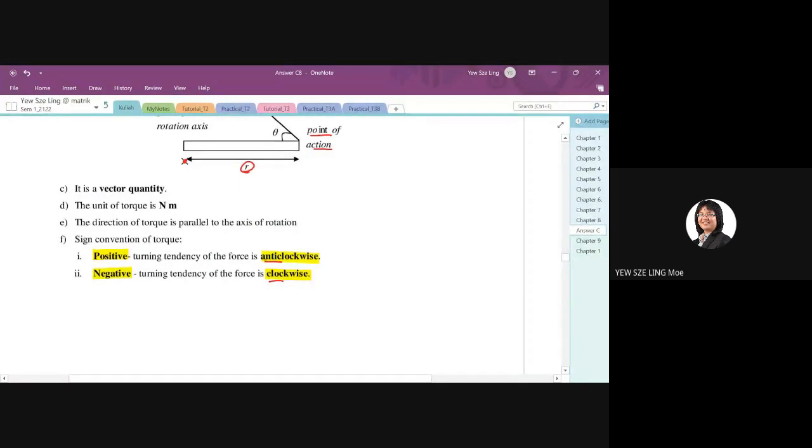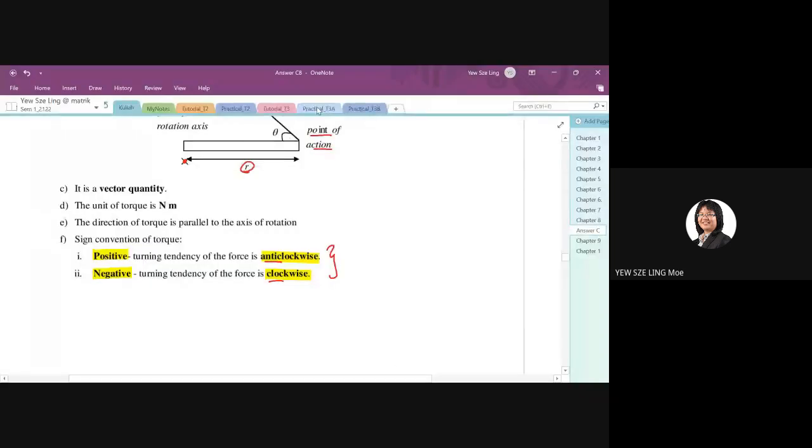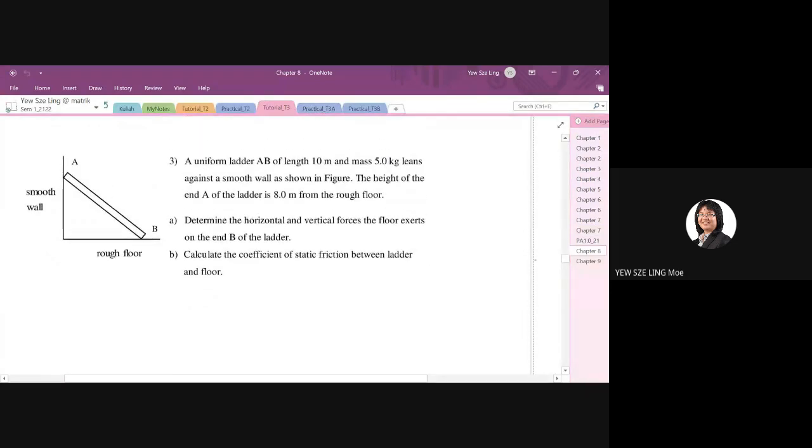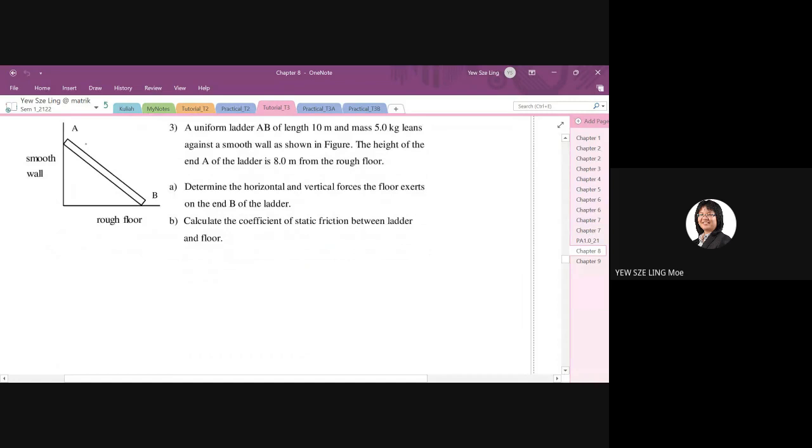All right, so now let's see how we are going to apply these two statements in our calculations. I want you to look at exercise 4, question number 3. We're going to solve this question together.